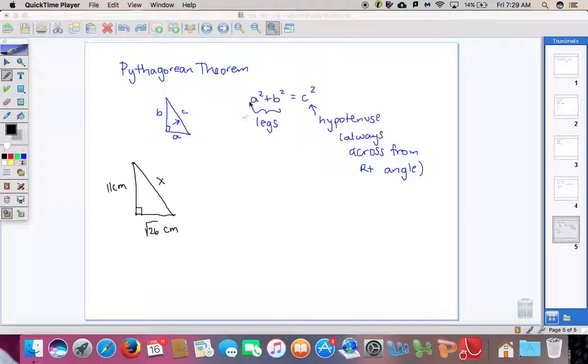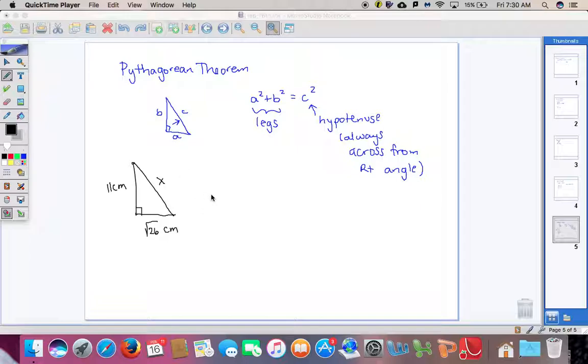So we know that A and B are the legs of the triangle, so A and B are going to be 11 and the square root of 26. Now it doesn't matter which one you place first, because we're simply adding, and we know we can add in any order using that wonderful commutative property. So honestly, it doesn't matter what you substitute in for A and what you substitute in for B. What we do know is that C will always be that largest side, right? C has to be that biggest side.